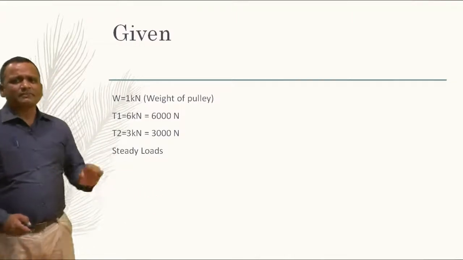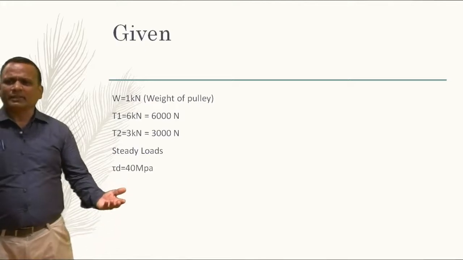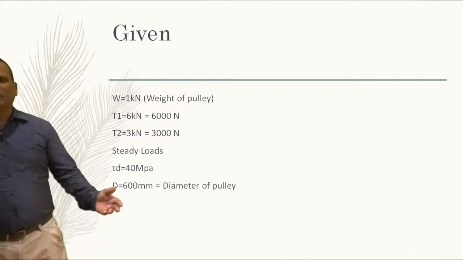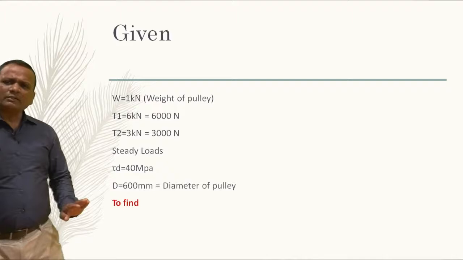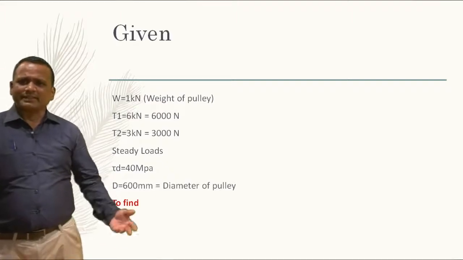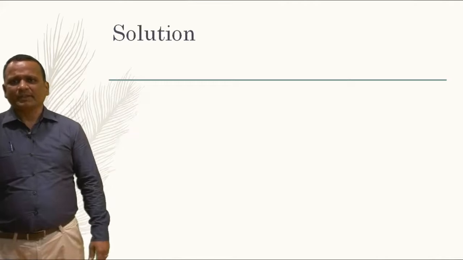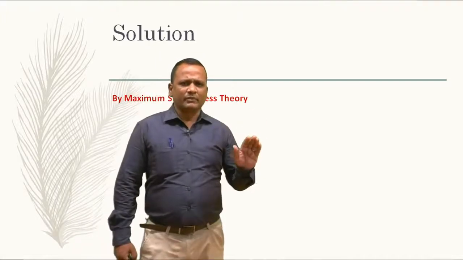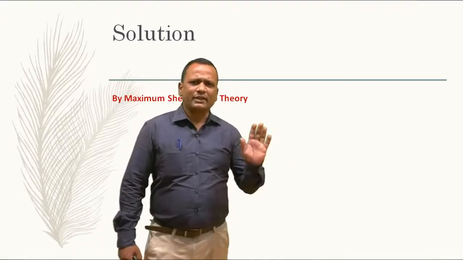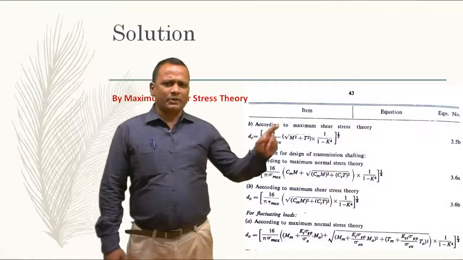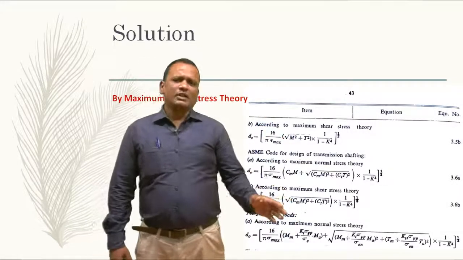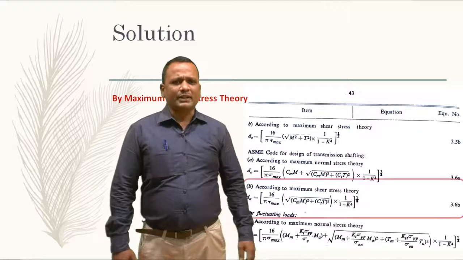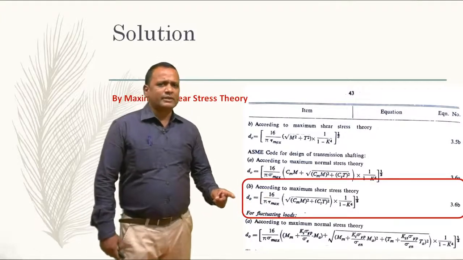In this case, the loads are steady, and tau d is given as around 40 MPa. The diameter of the pulley, 600 mm, is given here, and more importantly we want to find out the diameter of the shaft, where the design of the shaft comes into existence. Now the solution: first, more importantly, I will be considering the maximum stress theory. The formula for this comes on page number 42 of the Design Data Handbook, 3rd edition, written by Mahadevan and Balaveera Reddy. On page number 42, I will be considering equation 3.6.